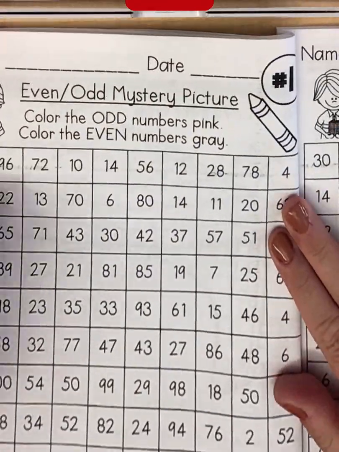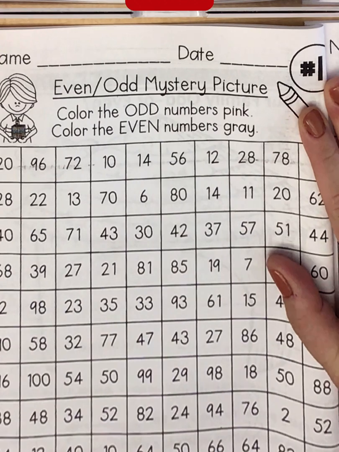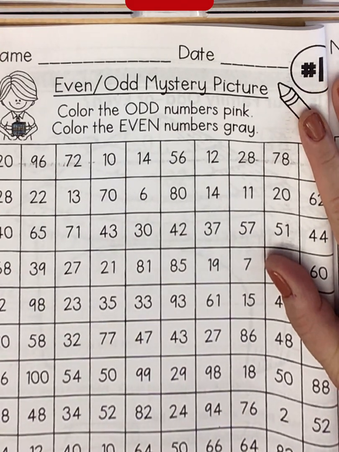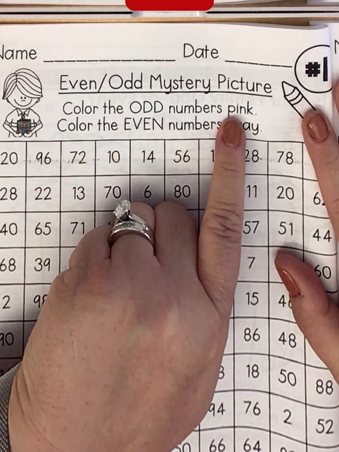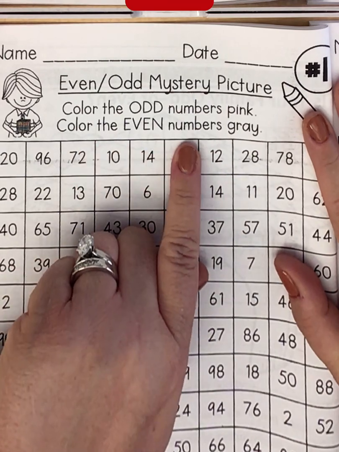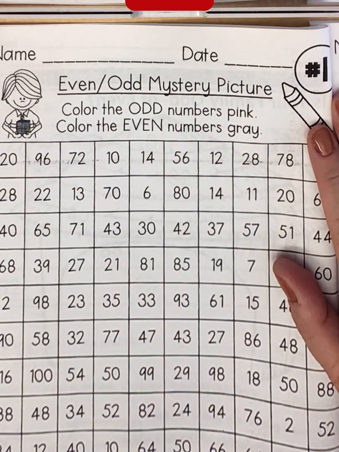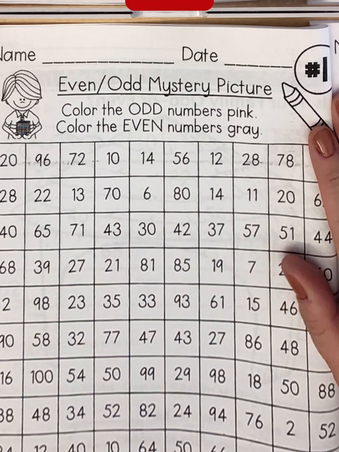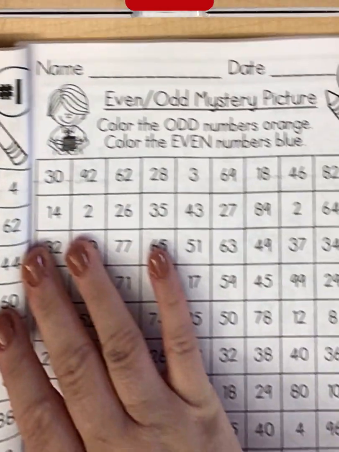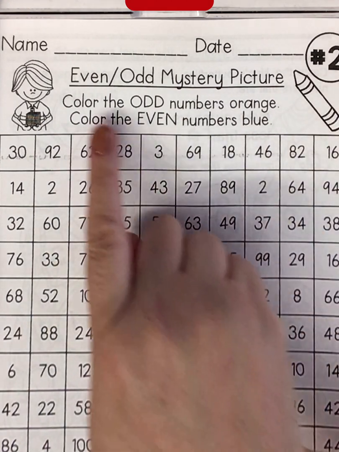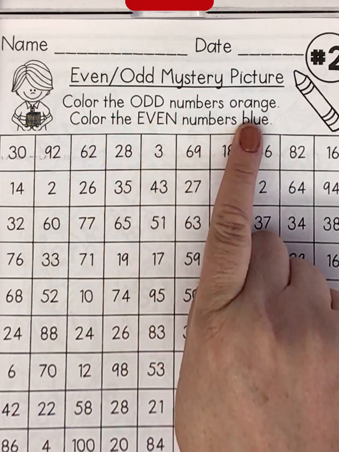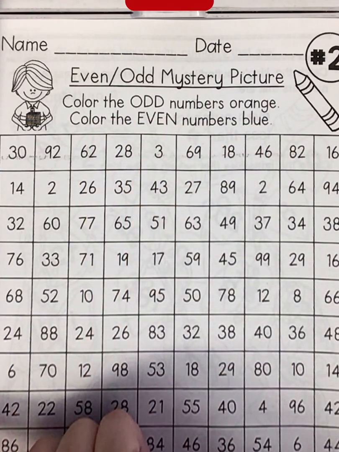Then you are going to do the odd and even mystery picture. Woo! You're going to be coloring all the odd numbers pink and all the even numbers gray. And you have to figure out what kind of picture it makes. On the last page, page 20 that you're going to do today, you're going to do another odd and even mystery picture. This time, you're going to be coloring the odd numbers orange and the even numbers blue.